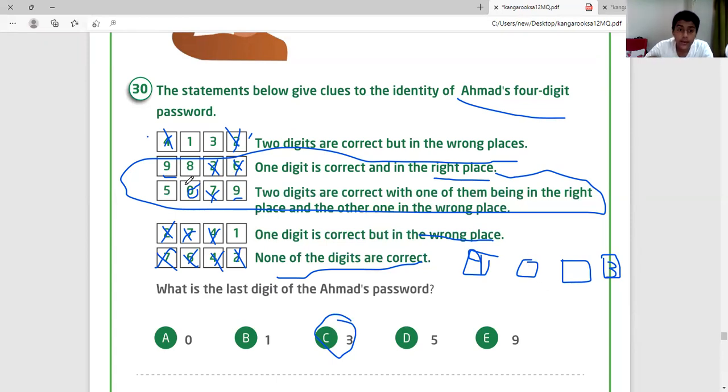Then we know that 0 will be here, then 1 will be here. Then we get the whole password of Ahmed. Then we know that the last number is 3.